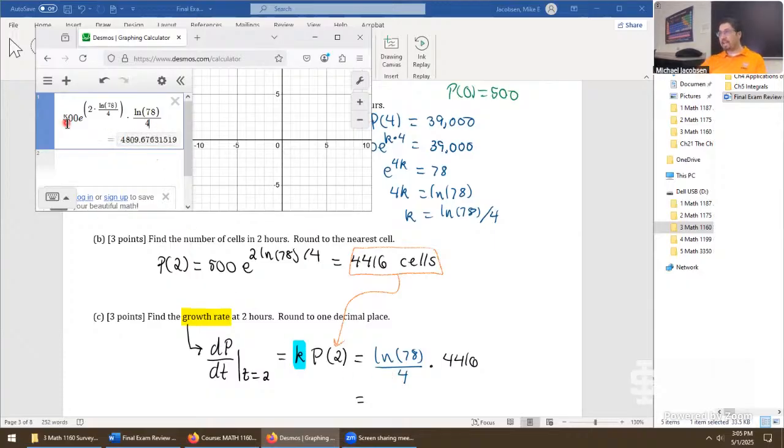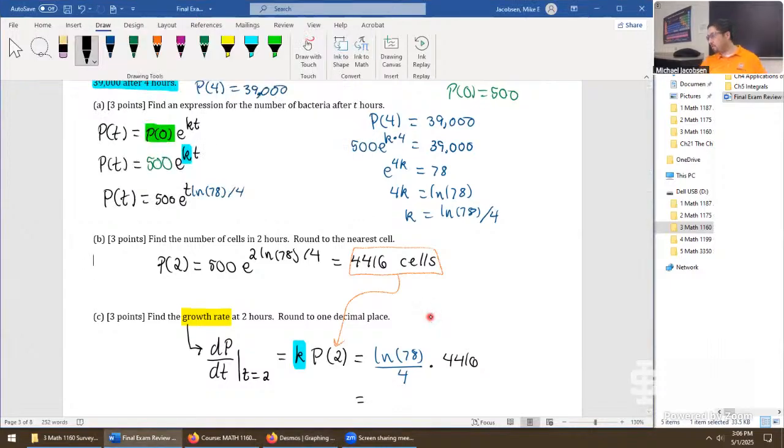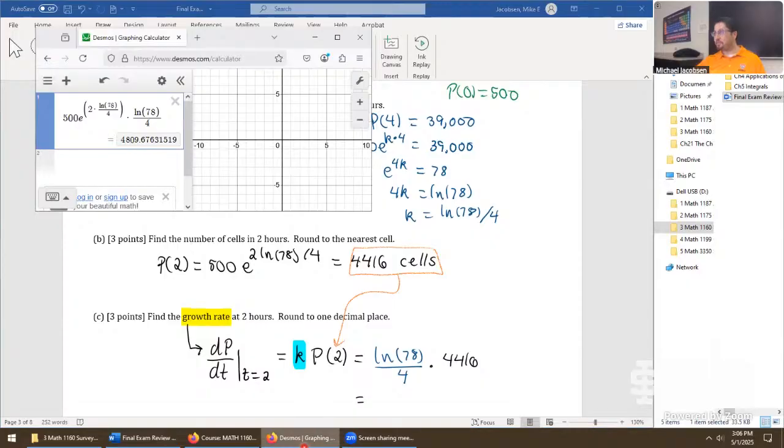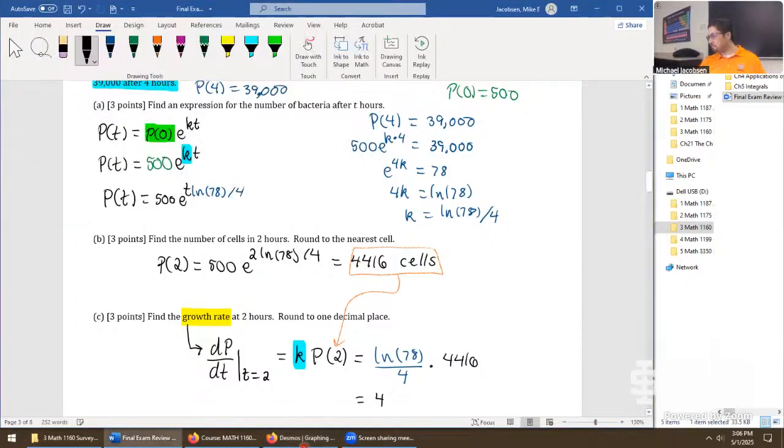Your calculator already has stored, if you're using, say, the TI-30X2S, this information's already there. Plug in more, and this to one decimal place is 4809.7 cells per hour. I already forgot the number, 4809.7 cells per hour.